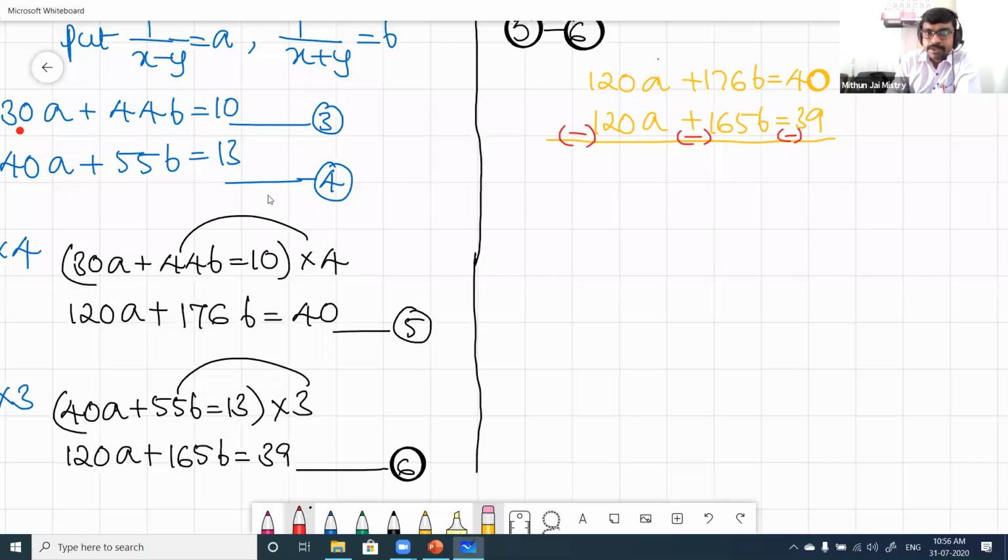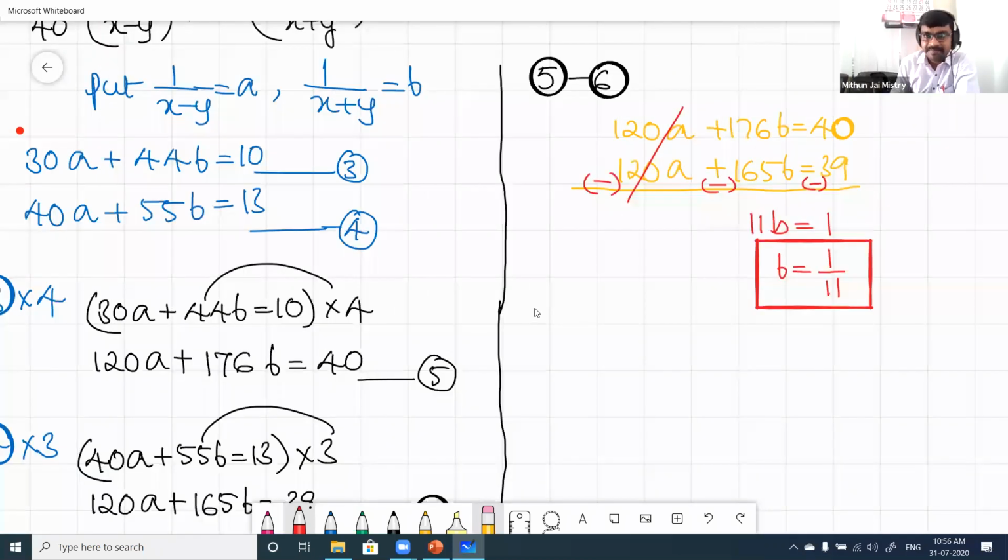So 120A minus 120A will get cancelled. 176 minus 165 is, I think, 11B. 11B is equal to 1. 40 minus 39 is 1. We are getting B as 1 by 11, Nana. So we got B as 1 by 11. This B we have to substitute in equation 3. Let us substitute. On substituting, let us write substitute.